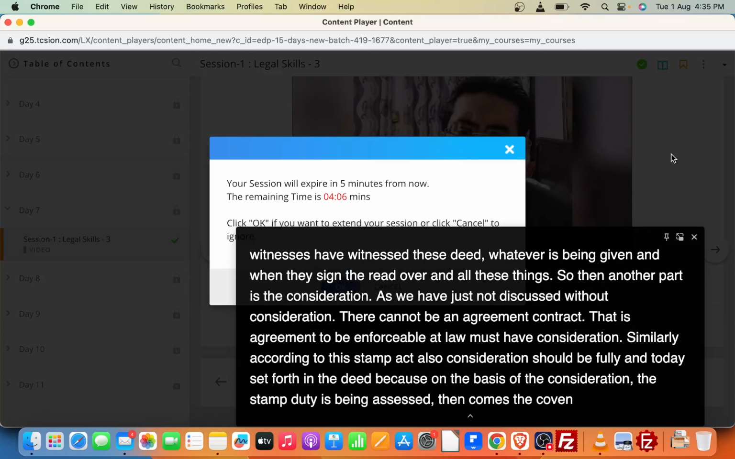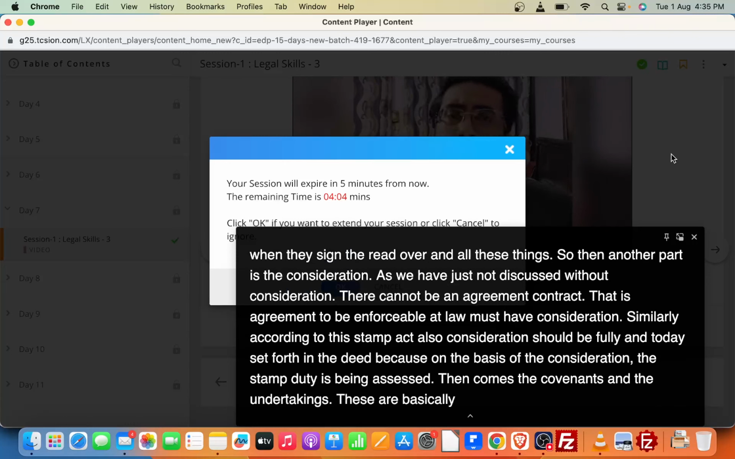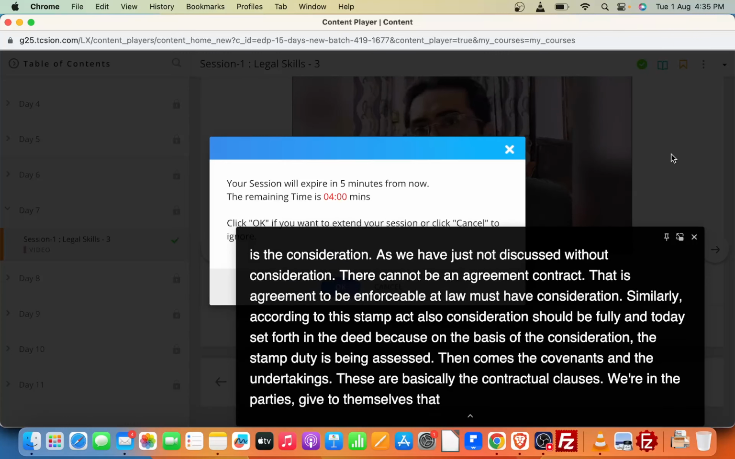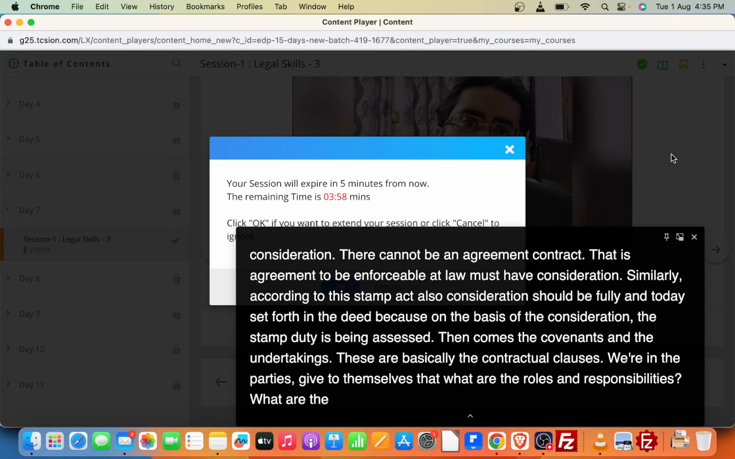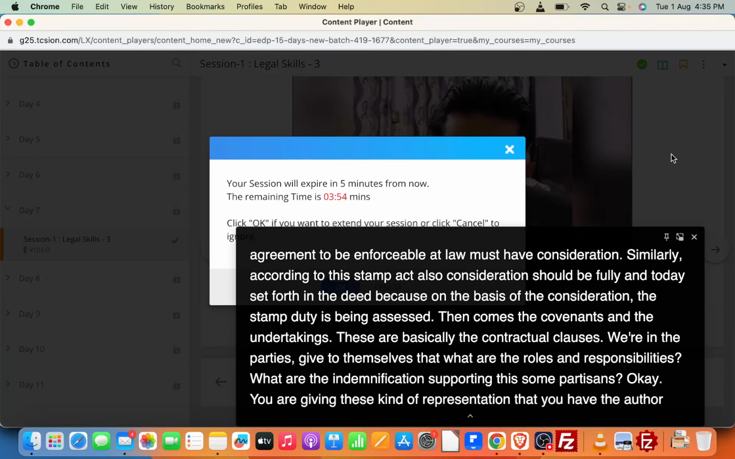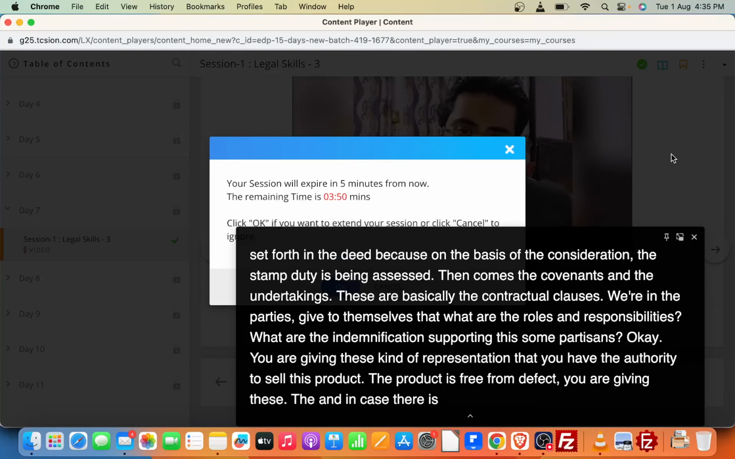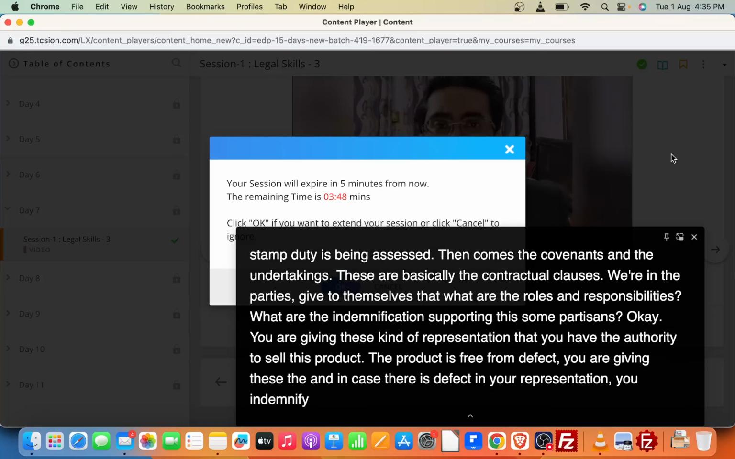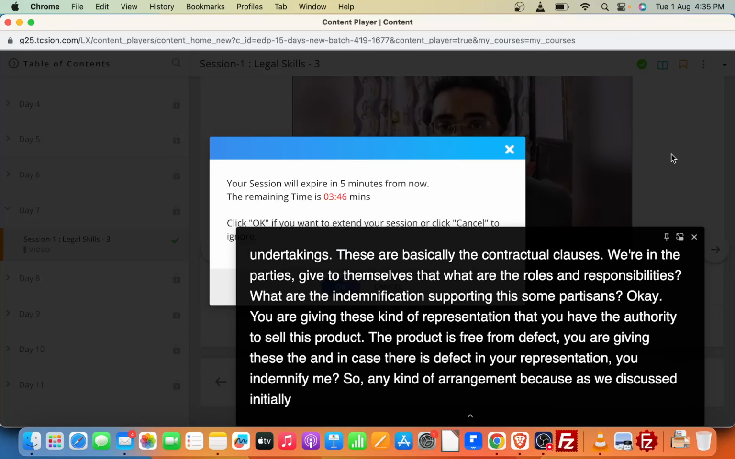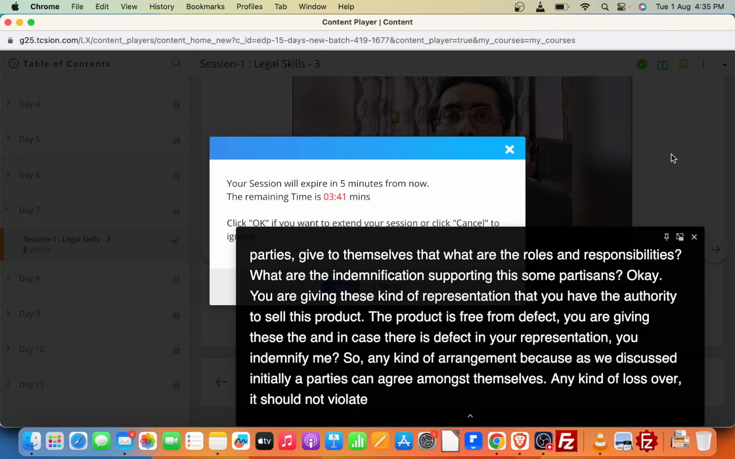Then comes the covenants and the undertakings. These are basically the contractual clauses wherein the parties give to themselves what are the roles and responsibilities, what are the indemnifications. Supposing some party says, okay, you are giving this kind of representation that you have the authority to sell this product, the product is free from defect, and in case there is a defect in your representation, you indemnify me. So any kind of arrangement, because as we discussed initially, parties can agree amongst themselves any kind of clauses, however it should not violate the law. So that is the concern.